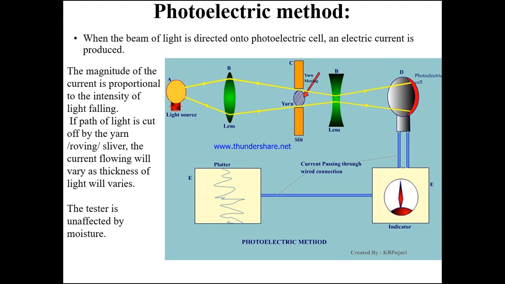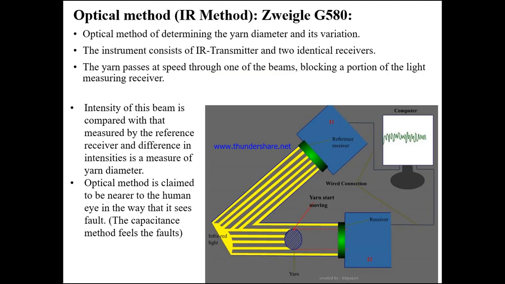So the Worcester evenness tester will work on a predetermined moisture regain of the material only. If the moisture regain of the material changes, the result of the Worcester also changes. It's a drawback of the Worcester evenness tester, which works on the capacitive principle. The photoelectric method is more accurate than the Worcester.